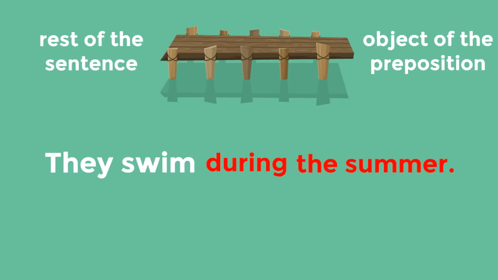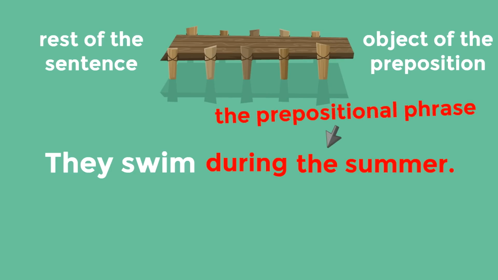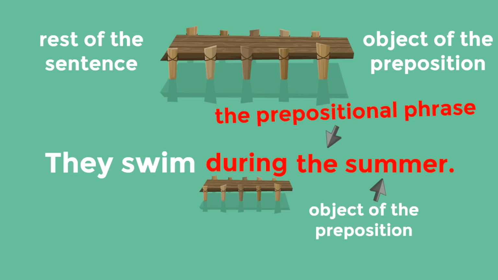During the summer is the prepositional phrase. During is the preposition, so it starts the prepositional phrase, and summer is the object of the preposition, ending the prepositional phrase. So the prepositional phrase has 3 words. During the summer.